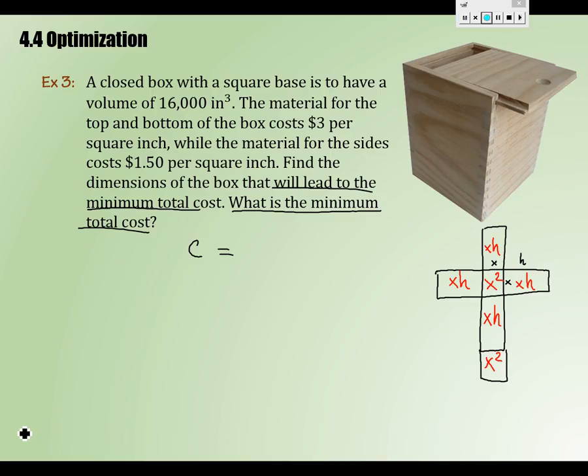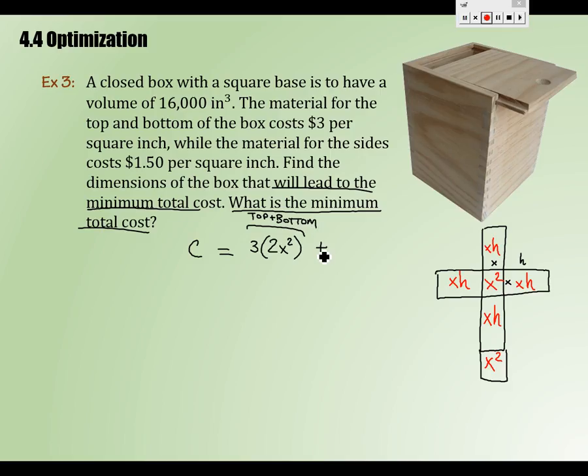It says, let's read this carefully. The material for the top and bottom of the box cost $3 per square inch. So how much together do the top and bottom cost if I know x and h? Yeah, it'll be $3 per square inch times 2x squared. So 6x squared. So that's the cost for the top and bottom. We'll put that together here. Top and bottom cost.